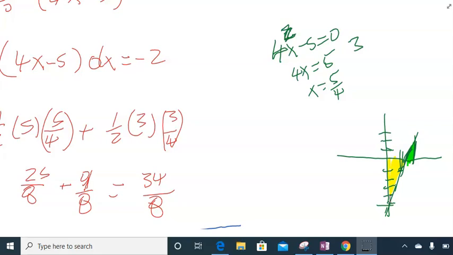Okay, because the point right here is (2, 3). So your height here is 3, and this base is 3/4, and then this is 5/4. This distance across is 5/4, and then this height here is 5. So those are the dimensions we used.